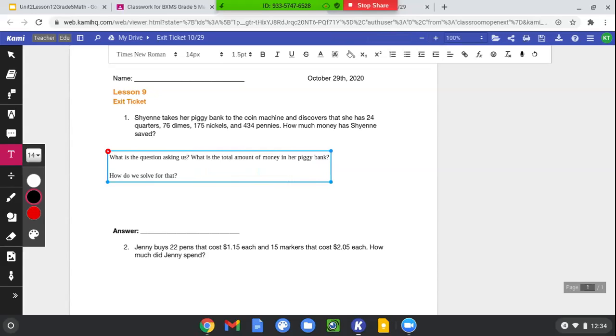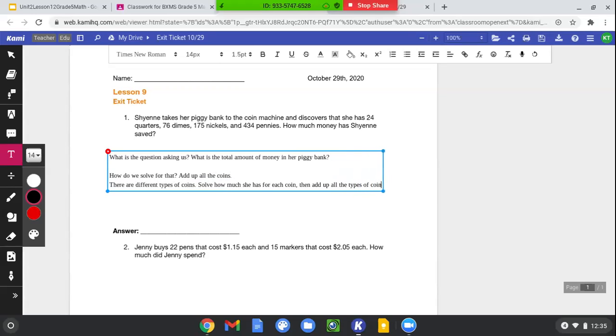How do we solve for that? We need to add up all the coins. But there are different types of coins. So we need to solve how much she has in each type and then add up all the types.